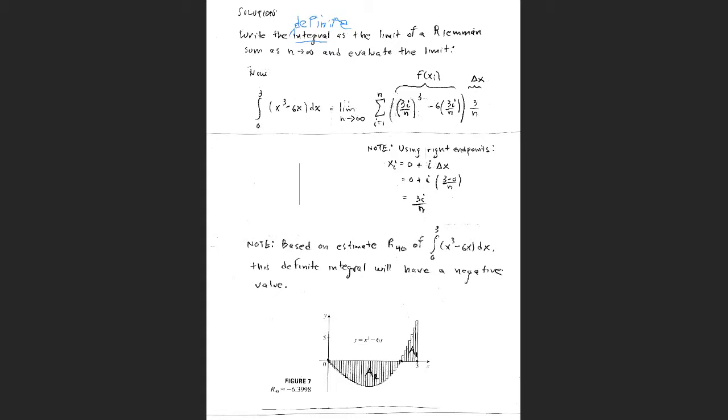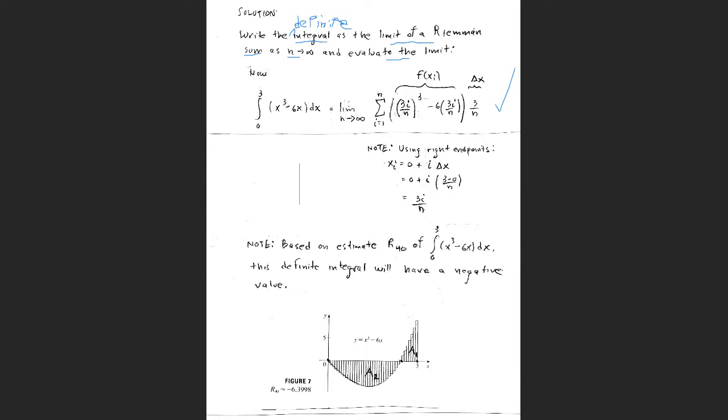Okay, so we're evaluating the definite integral. Well, we're writing the definite integral as the limit of a Riemann sum. Riemann sum is just a fancy way of saying the summation. We're going to write the limit of our Riemann sum as n goes to infinity and evaluate the limit. And that's what I've done here.